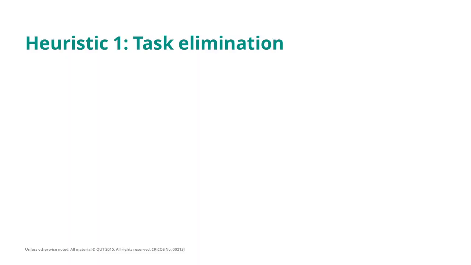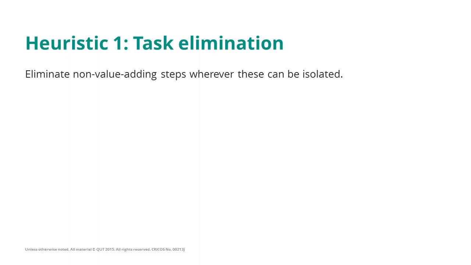Task elimination heuristics is related to the value-added analysis technique we saw in the context of qualitative process analysis. In value-added analysis, we recognize that there are some steps in a process that are non-value adding, and other steps that are business value adding, meaning they do not add value to the customer, but they are required by the business. What task elimination tells us as a heuristic is that we should start by trying to eliminate non-value adding steps wherever these steps can be isolated.